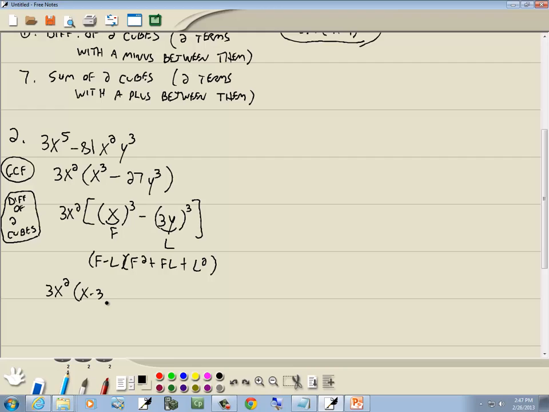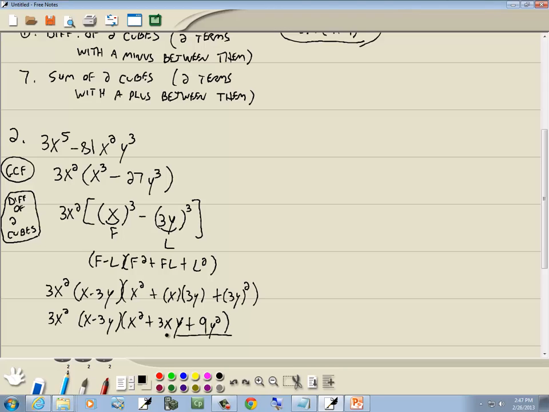So we got x minus 3y, and then x squared plus x times 3y plus 3y squared. So we got 3x squared, x minus 3y, x squared plus 3xy, and 3y to the second power, 3y times 3y is 9y squared. And that's our answer.